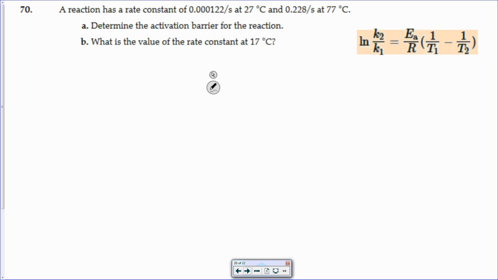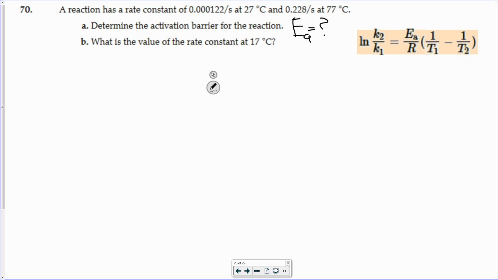All right. So problem number 70 says the rate of a reaction is a certain value at 27 degrees. It's another value at 77 degrees. Determine the activation barrier for this reaction. So this means the activation energy. Activation barrier and activation energy mean the same thing. And then the second thing, once you know that, it wants to know what is the value of the rate constant at 17 degrees. So let's do both of them.